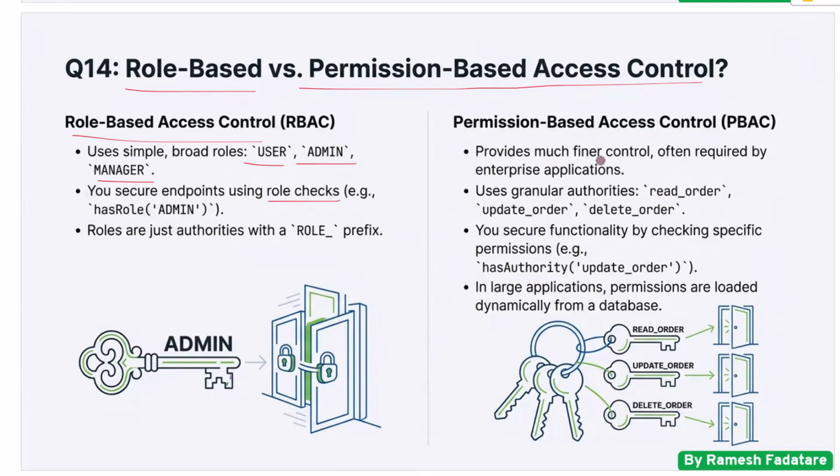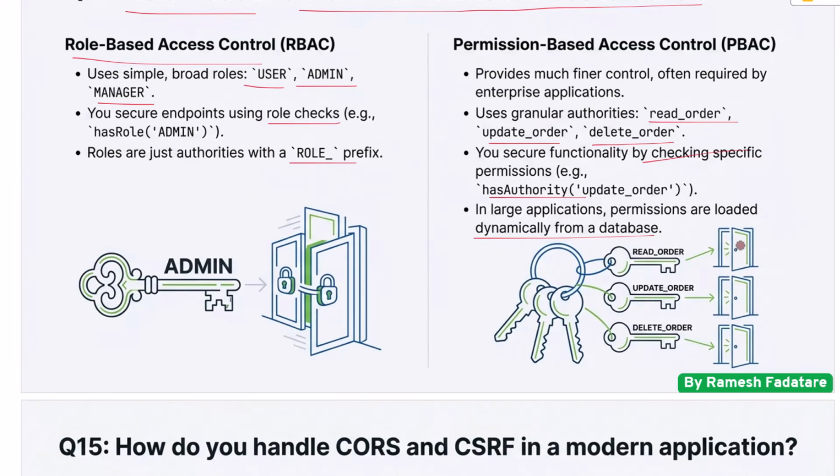You assign authorities such as read order, update order, or delete order. In Spring Security, authorities are checked using hasAuthority or hasAnyAuthority. Roles are just authorities with a prefix, but permissions represent granular operations. In large applications, permissions are loaded dynamically from a database and attached to the user during authentication. This allows complete flexibility in controlling access without changing code.